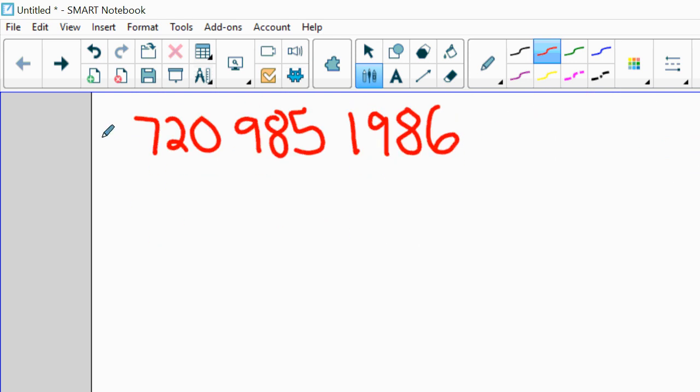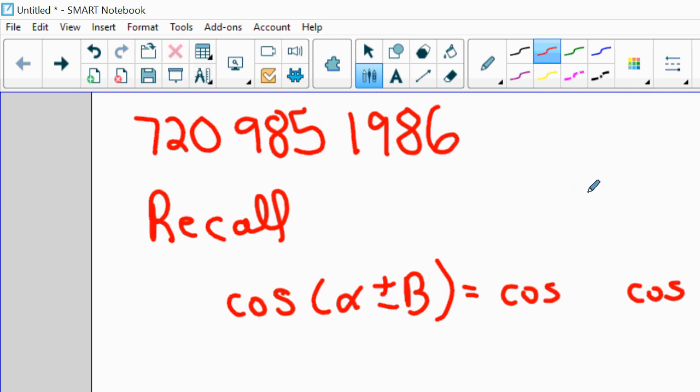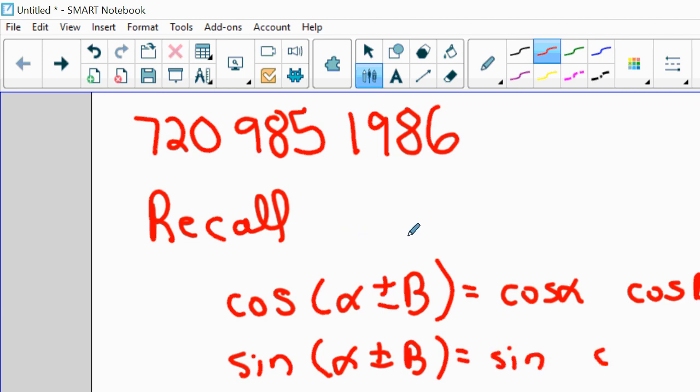But recall from last time, cosine of alpha plus or minus beta, this is two formulas, is cos alpha cos beta, sin alpha sin beta, minus goes with plus and plus goes with minus. And sine of alpha plus or minus beta is sin alpha cos beta, cos alpha sin beta, plus goes with plus and minus goes with minus.